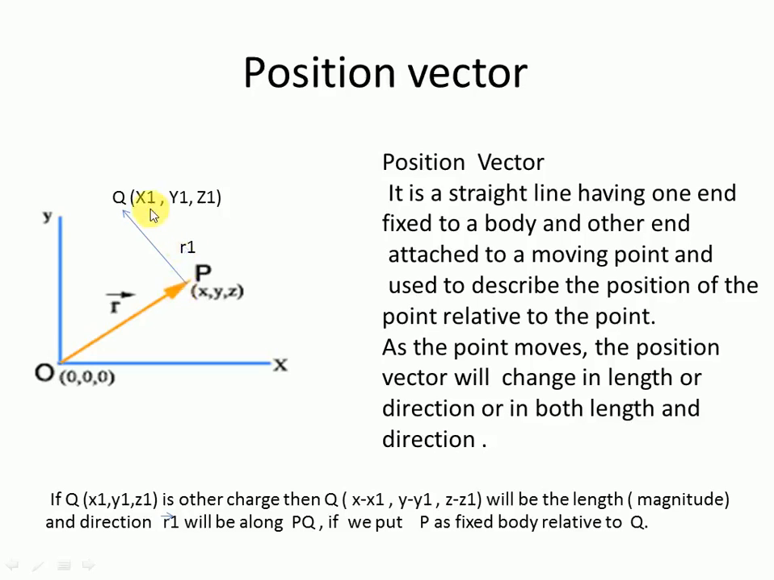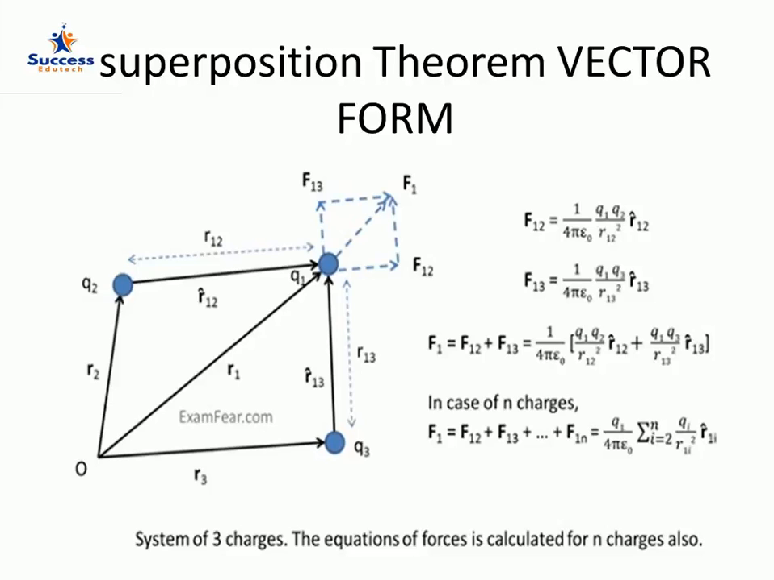And if we make P a fixed point and Q a moving point having the coordinates x1, y1 and z1, then the position vector R1 in length is x1 minus x, or x minus x1, y minus y1, z minus z1. Okay. So after recalling the vector notation, we will again move to the superposition theorem.